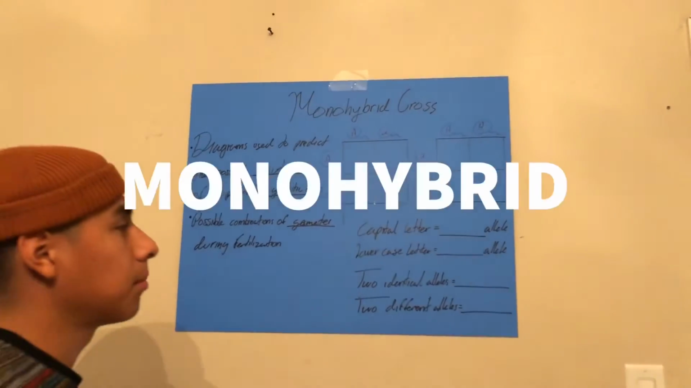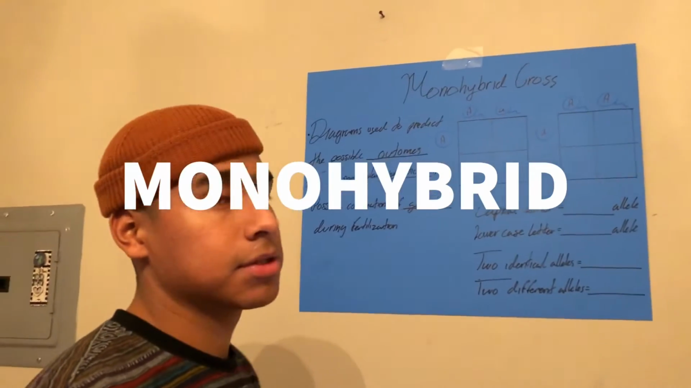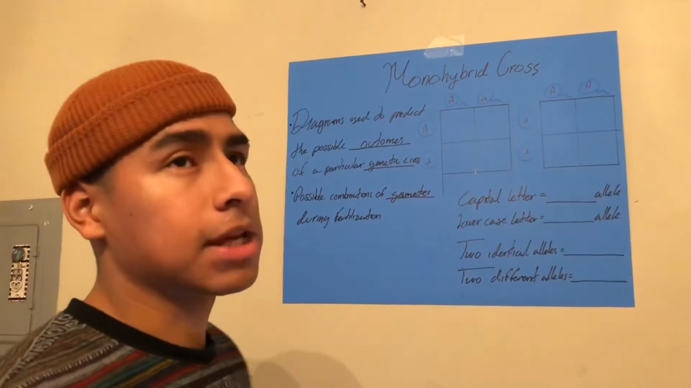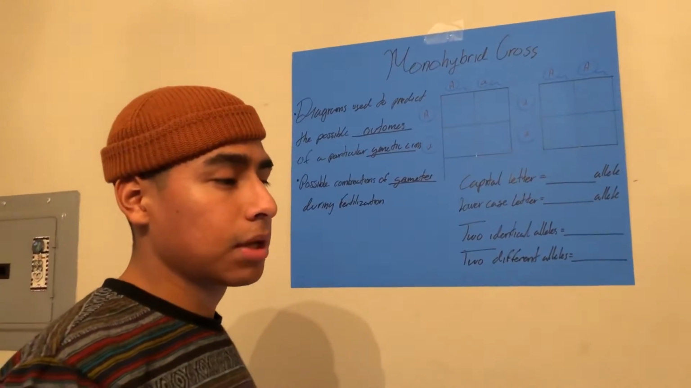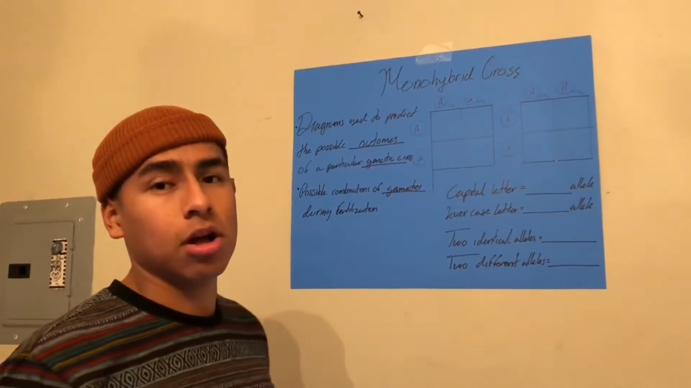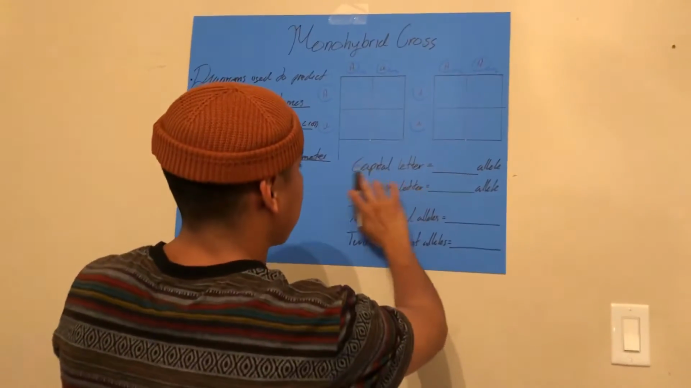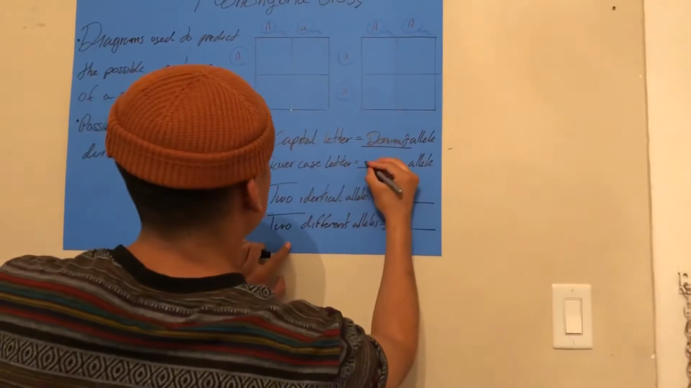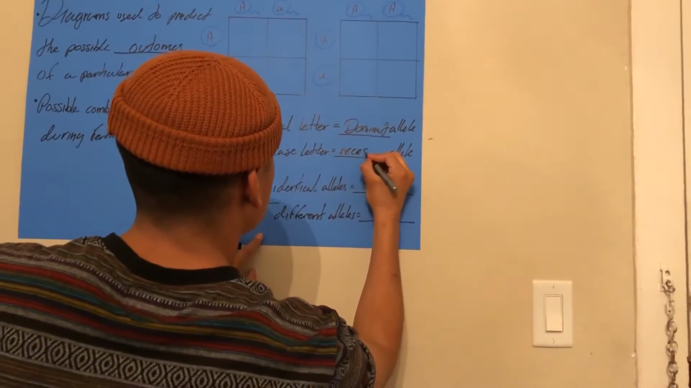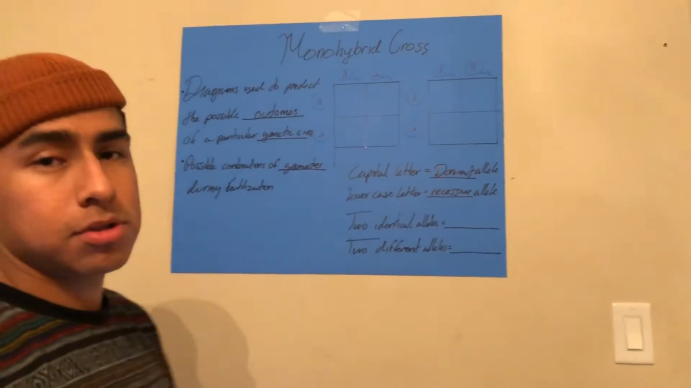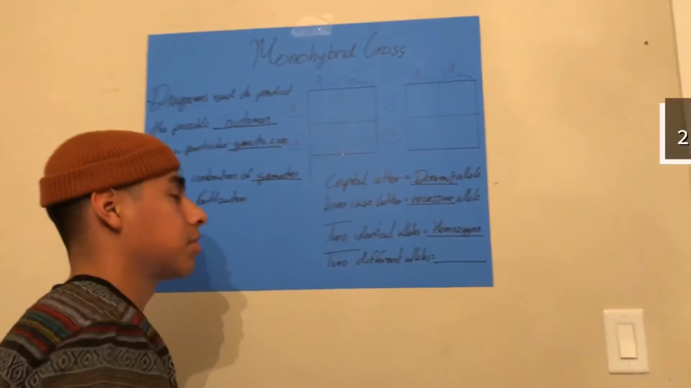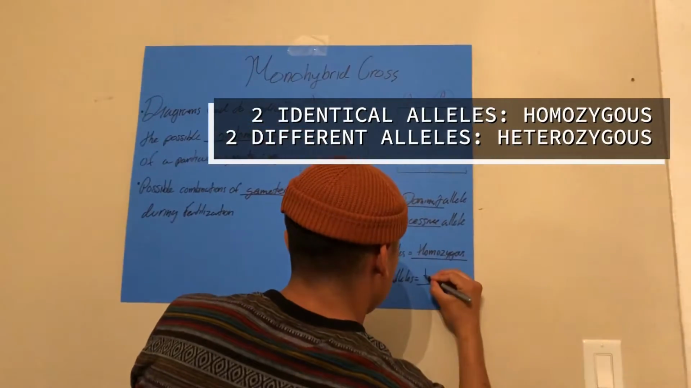Okay, so what monohybrid crosses do is they follow the allele of one gene, for example, the allele of being tall or short. To understand this, we have to know that a capital letter is dominant, and a lowercase letter is recessive. Two identical alleles means they will be homozygous. Different alleles means it will be heterozygous.